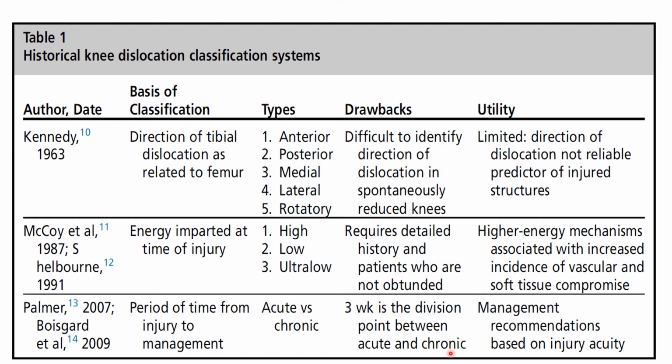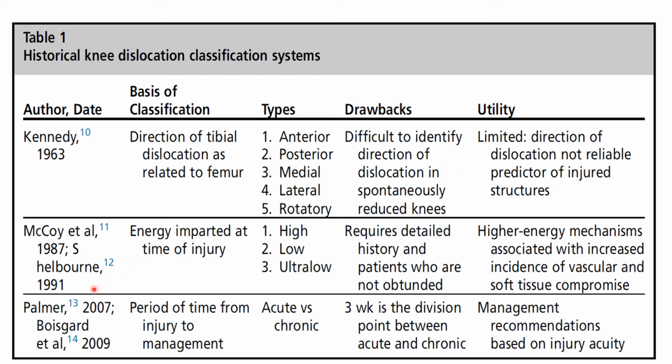Coming to the classification systems, there were a few old classification systems, of which I have taken three. Those are Kennedy, McCoy, and Palmer. Kennedy's classification was based on the direction of the tibial dislocation as related to the femur. So it can be anterior, posterior, medial, lateral, or rotatory. But there were a few drawbacks, like it is difficult to identify direction of dislocation in spontaneously reduced knees, and its utility is very limited because direction of dislocation is not a reliable predictor of injured structures.